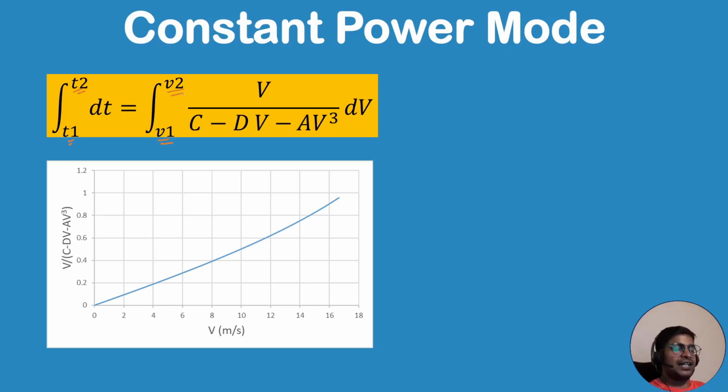And I went ahead and drew the curve between this function and the velocity or speed of the vehicle. So this is the y-axis, nothing but f of v. What is f of v? It is v divided by c minus dv minus a into vq.